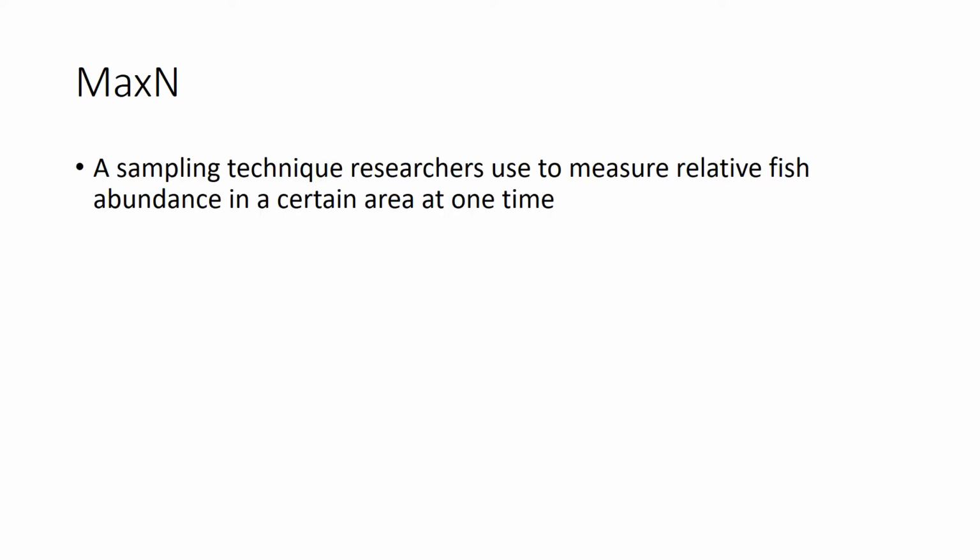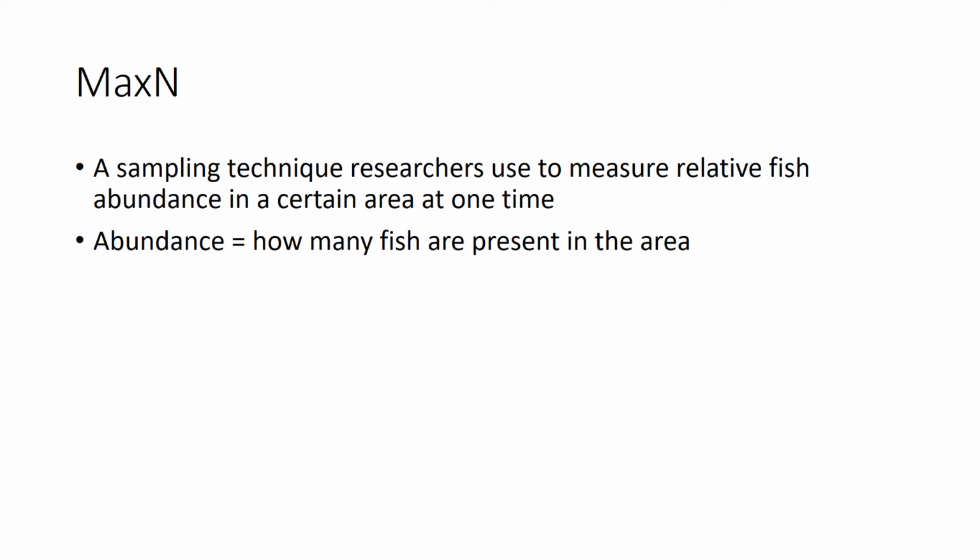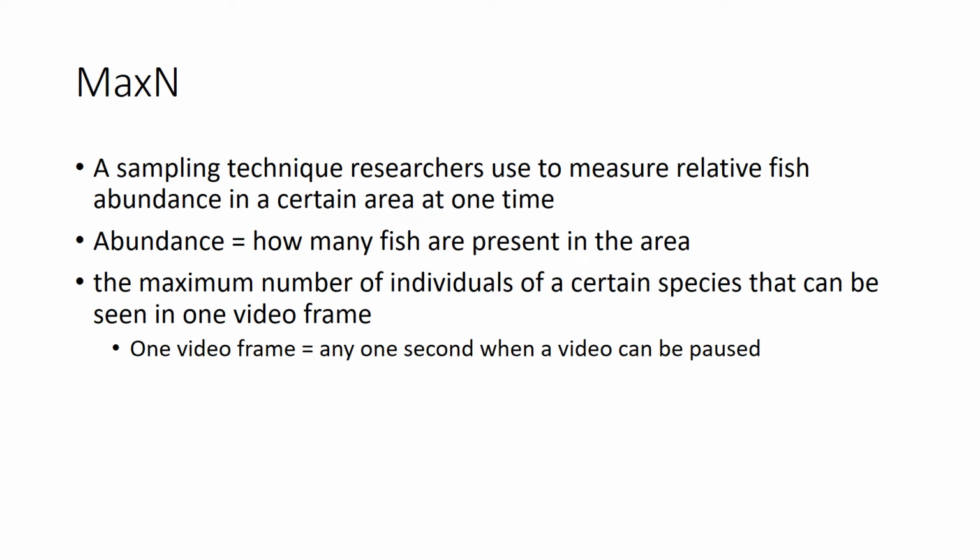Now I want to introduce this concept of Maxon. Maxon is a sampling technique used to measure relative fish abundance in an area. Now, for y'all to fully know what that means, we need to define abundance. Abundance is how many fish are present in one area, or more specifically, how many of one species is present in one area at one time. Maxon is the maximum number of individuals in a certain species that can be seen in one video frame.